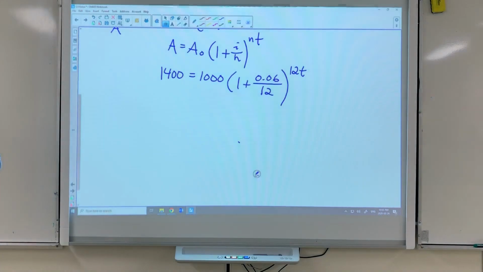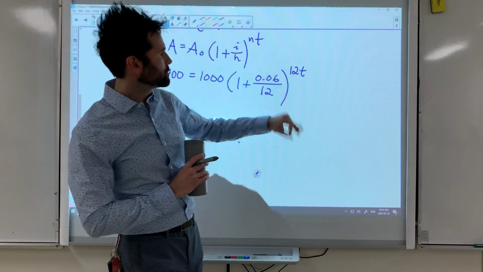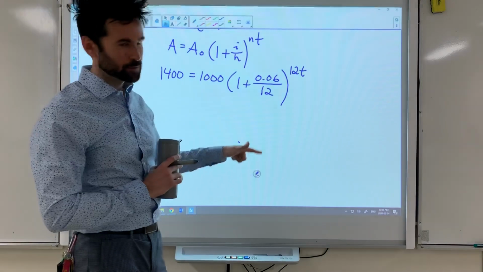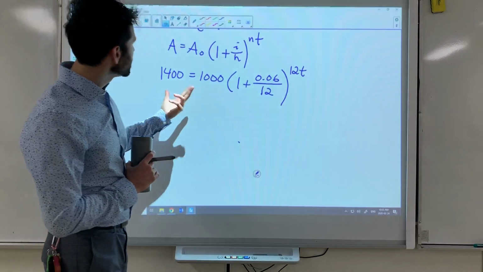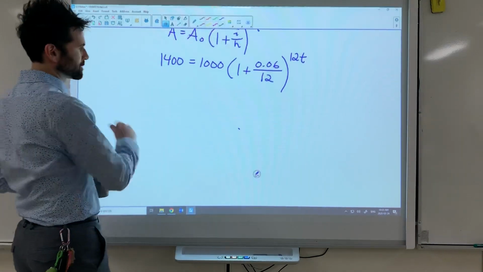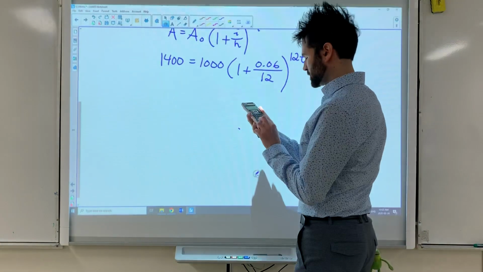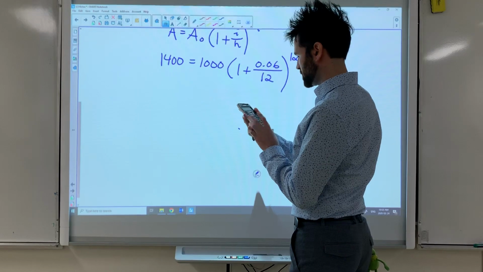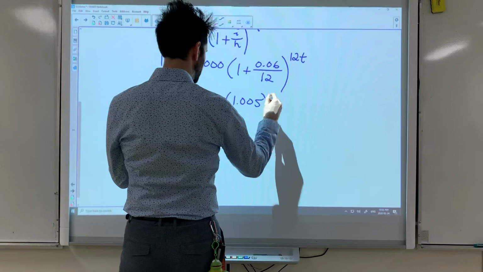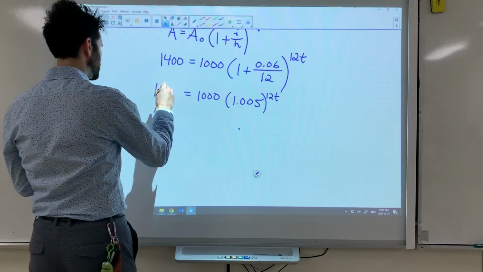Aha, there we go. So if we were doing this with logs, which we don't know how to do yet, we would clean this all up and then we would do stuff with logs and we'd be able to solve for t. Now that last step requires a calculator to give you a decimal answer. In this question, we're going to be doing it graphically. So we're just going to clean this up in here and then I'm going to notice something that's going to happen. But what kind of graph this is. So 0.06 divided by 12 plus 1. So here we get 1.005 raised to the 12t, and it's 1,000 over here, 1,400 over here.